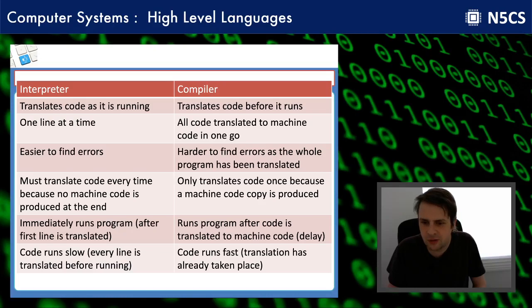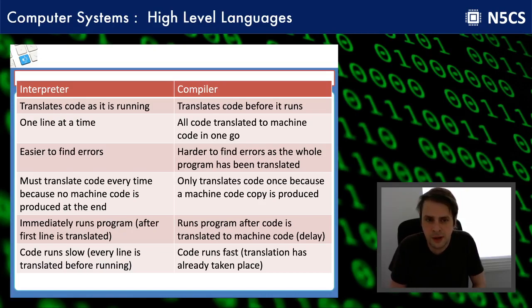Interpreters are really useful when you're writing code and you want feedback on each line of code, but they are slower running and they don't produce anything at the end other than the results on screen. So you don't get a copy of your program that can be handed to another computer to run because it would need to be translated again.